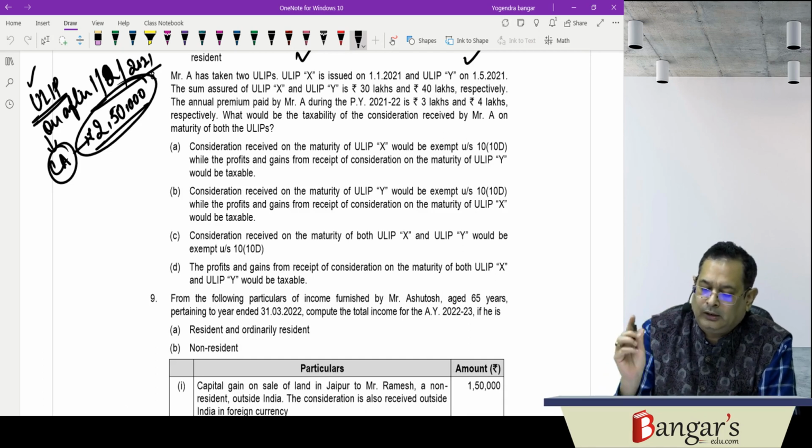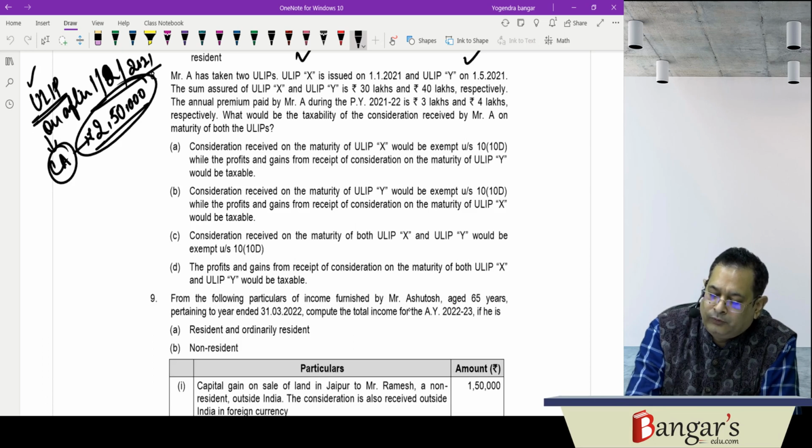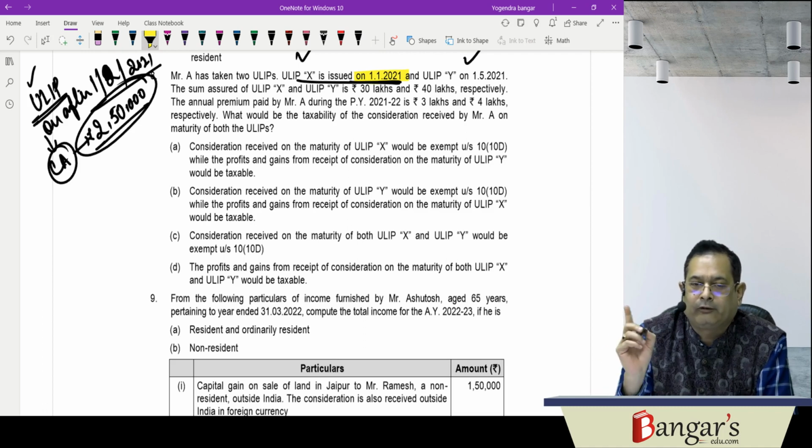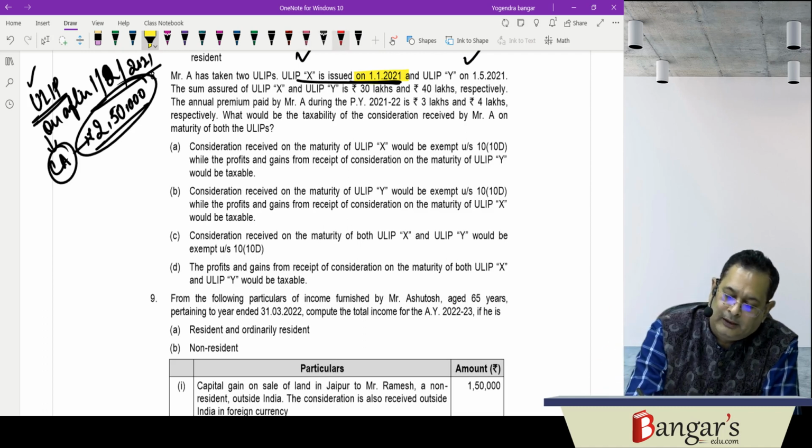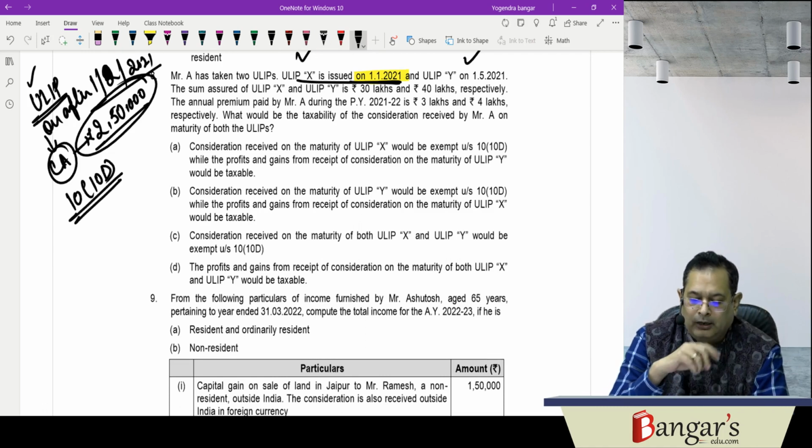So here, A has taken 2 ULIPs. ULIP X is issued on 1/1/21. This ULIP has been issued prior to 1st of February 21. Taxability will not arise under section 10(10D). Exemption is there under 10(10D). Here, withdrawal of exemption can be made by virtue of proviso in section 10(10D).